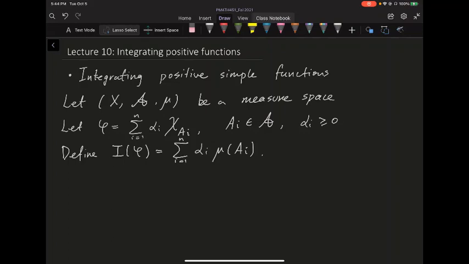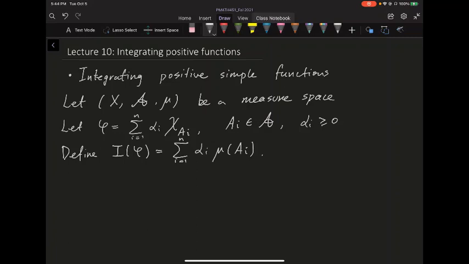So I suppose I have a measure space (X, A, mu), and a simple function is simply a linear combination of some characteristic functions chi of A_i. Here, A_i is measurable, in A. And I'm only interested in positive or non-negative functions, so let's assume alpha_i is non-negative for now.